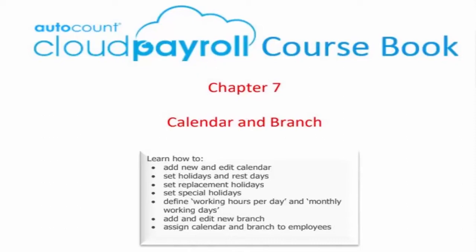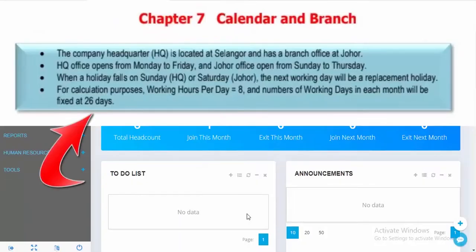So before we start with task 7.1, you need to read through the table of the information that we provide to you for chapter 7. Okay, after you are done reading, now we proceed with task 7.1.